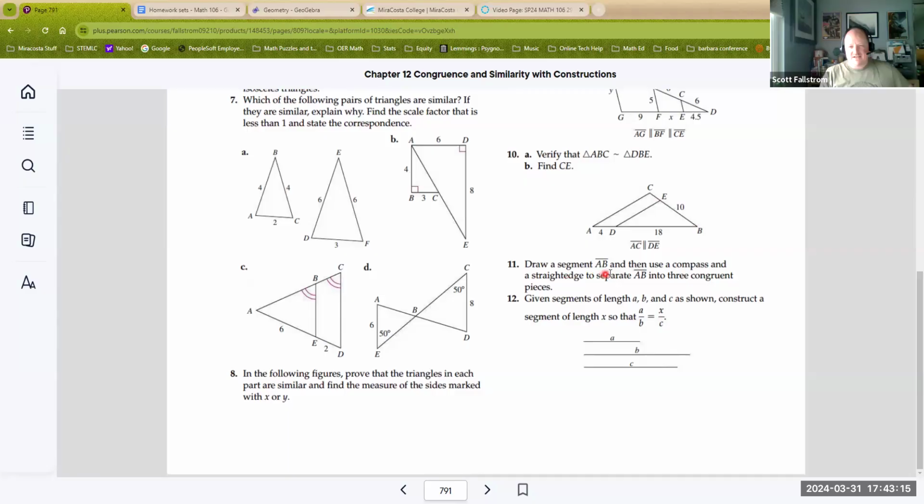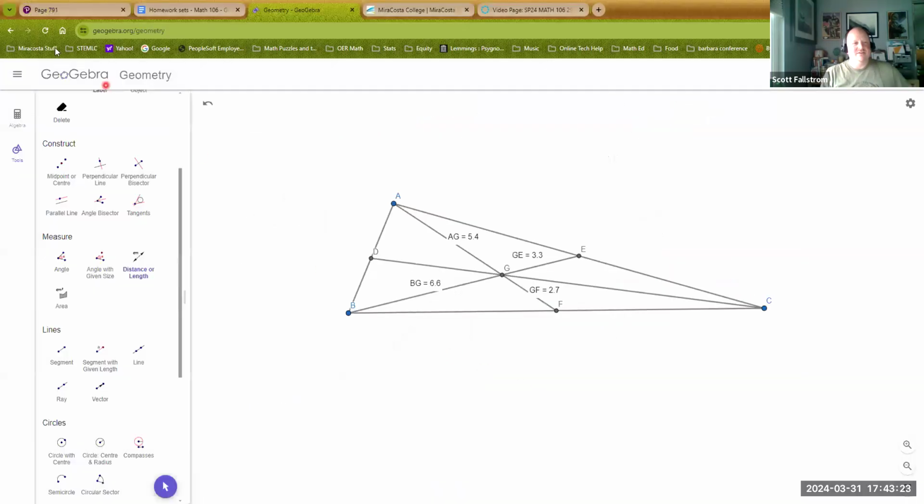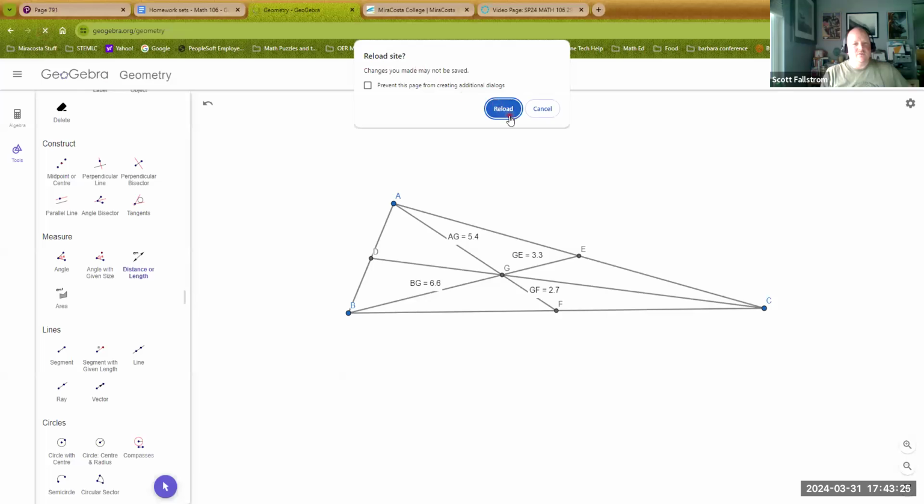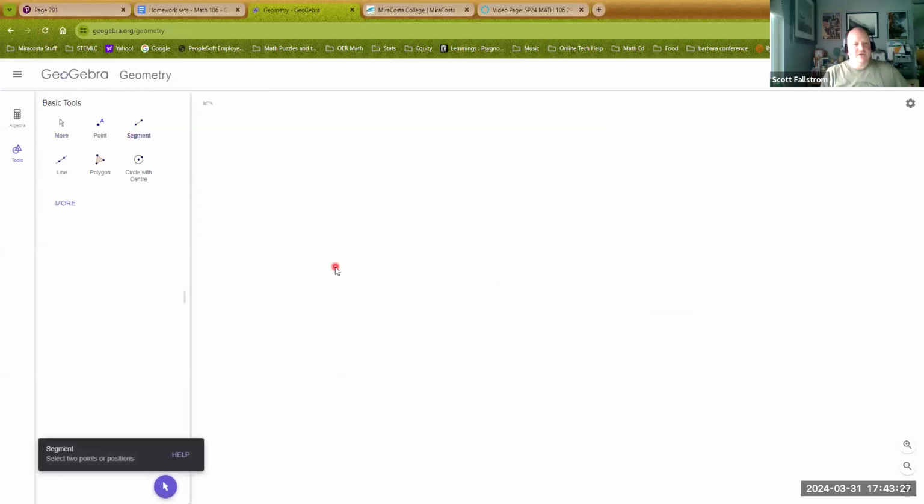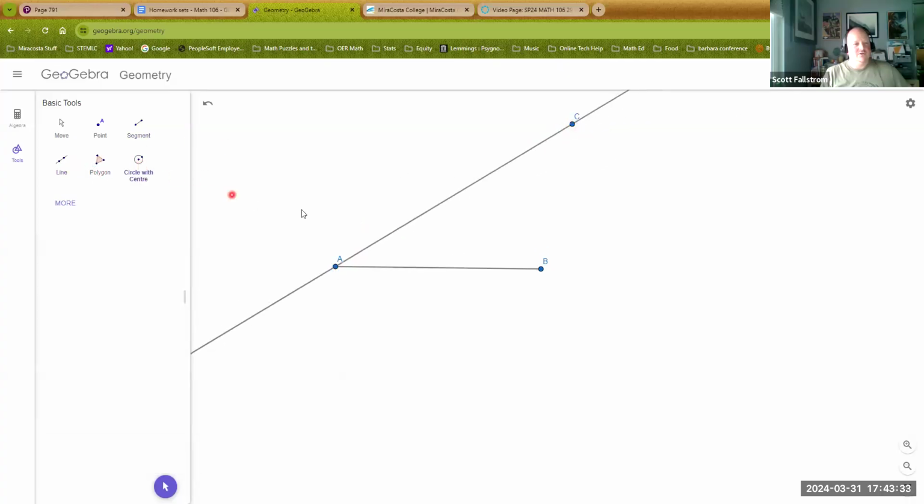And then let's see here, draw a segment AB and use a compass and a straight edge to separate it into 3 congruent pieces. Very similar to what I showed earlier. I did it for 5 pieces in the video for the text part. But again, if you do one segment, then build a line, any line at all, totally your choice, and with a compass and straight edge, work your way out.